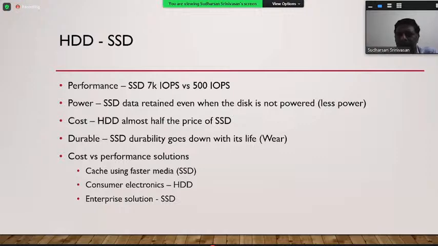Another drawback of SSD is the SSD's life. I mean the durability, the data loss: the data that we write can get lost as the life of the SSD goes on. We will see why once again in the next slide. So overall, if we look at cost versus performance, we need to decide which one to use for what kind of purposes. If you are looking for faster access of data, obviously SSD is the choice.